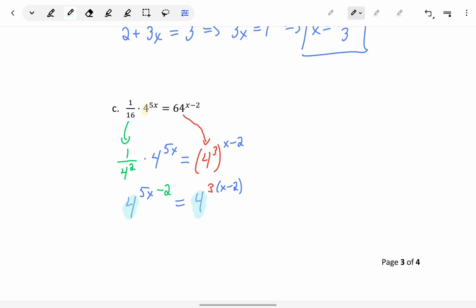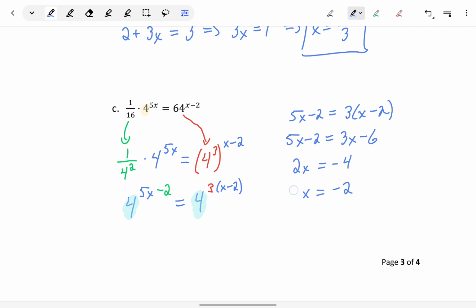And now we have two expressions with the same base, meaning we can solve 5x minus 2 is equal to 3 times x minus 2 to get our solution. There's nothing to simplify on the left-hand side, but on the right-hand side we can distribute through to get 3x minus 6. We'll subtract 3x to the left-hand side and add 2 to the right-hand side to get 2x is equal to negative 4. And then dividing by 2, we end up with x equals negative 2. So when x equals negative 2, the original expression is true.